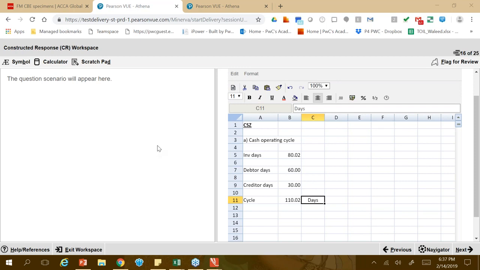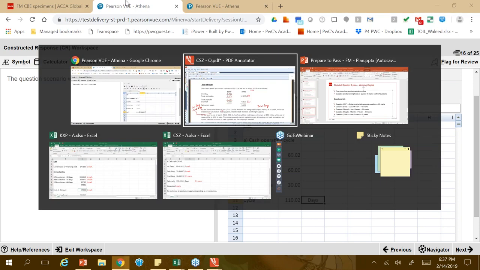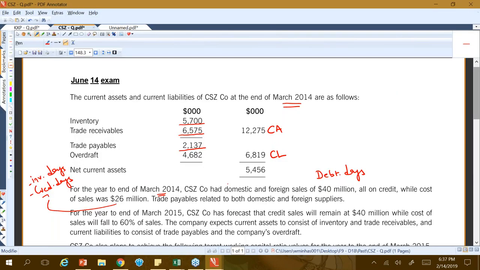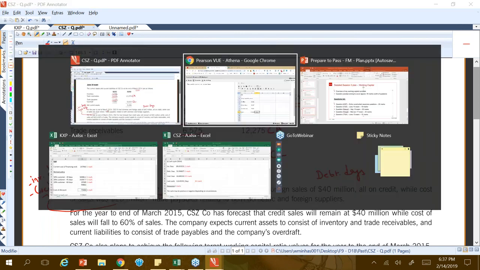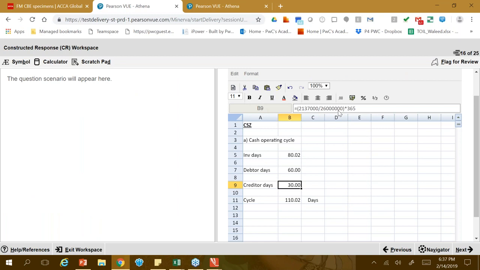Well, there wasn't anything really specific on that, so I'll just assume that is my total sales. It had domestic and foreign sales, so that is your total sales. So nothing to worry about there. So the creditors, 2,137,000 payables over the cost of sales of 26 million into the 365.